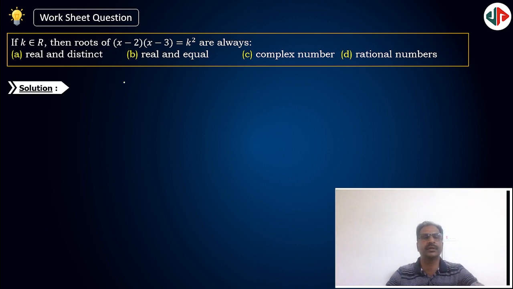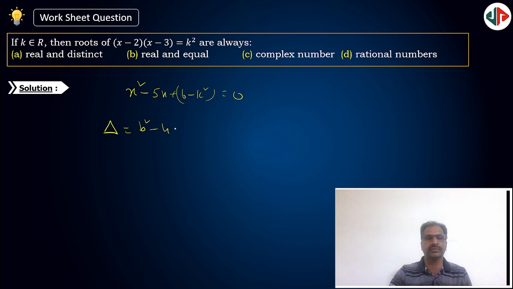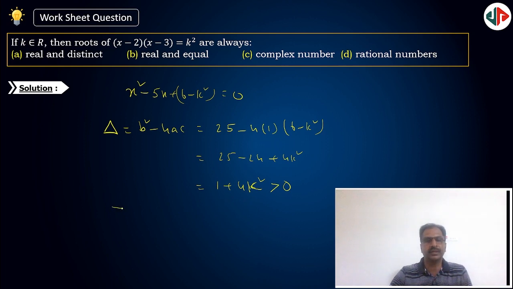Next, k is a real number, then the roots of this quadratic equation are always. Multiply those two factors, you'll get x square minus 5x plus 6 minus k square is equal to 0. Now, if you look at the options, you have to find the nature of the roots. Already we discussed, the nature of the roots depends upon the discriminant b square minus 4ac. 25 minus 4 into 1 into 6 minus k square. So this is 25 minus 24 plus 4k square, which is 1 plus 4k square. How will 1 plus 4k square be always positive? Delta greater than 0 means roots are real and distinct. So to find the nature of the roots, remember you have to find the discriminant. Roots are real and distinct means option A.